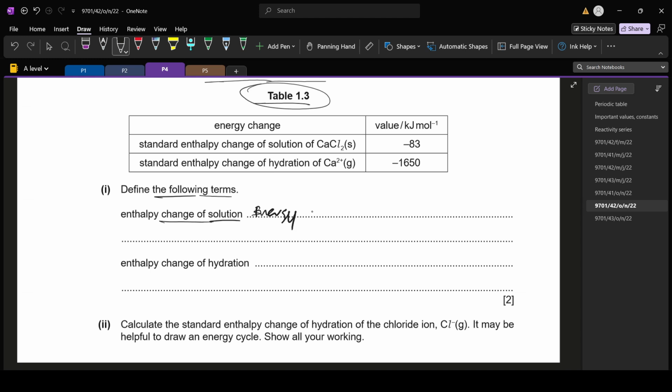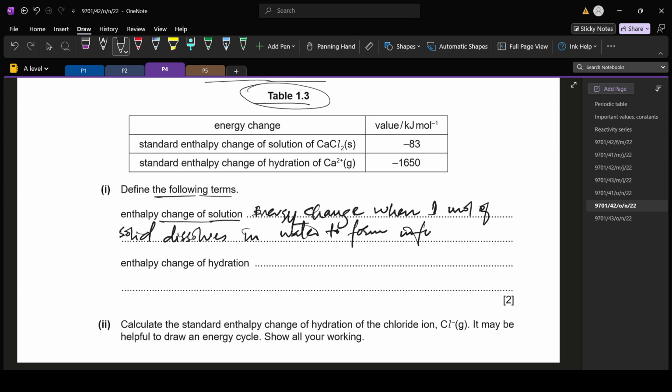Energy change when 1 mole of solid dissolves in water, okay. Or you can also write solute dissolves in water to form infinite dilute solution, okay. This is the full definition.